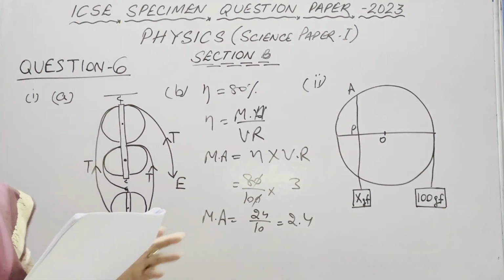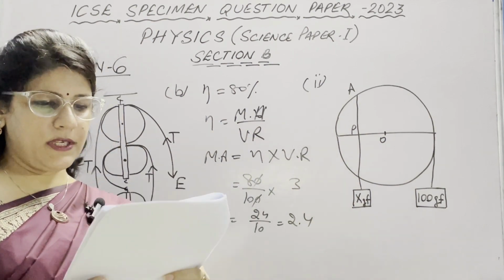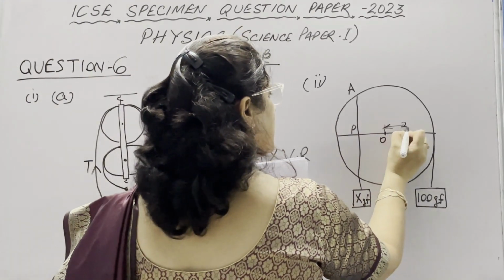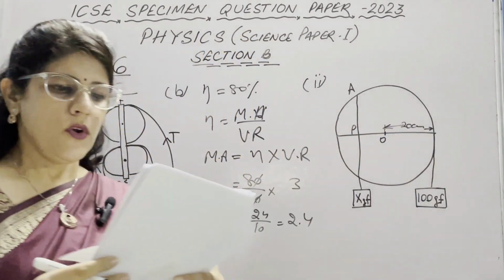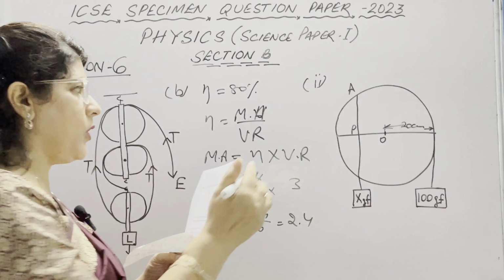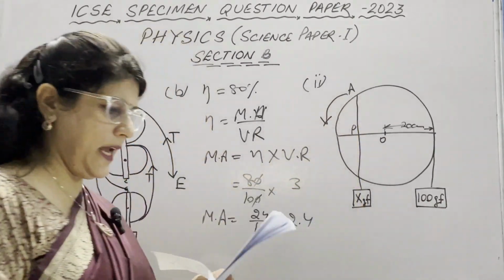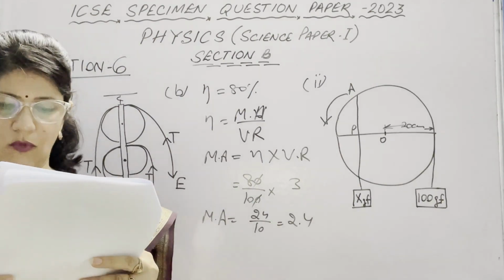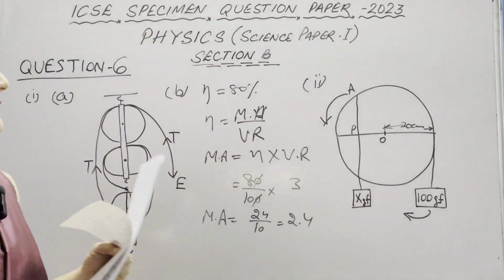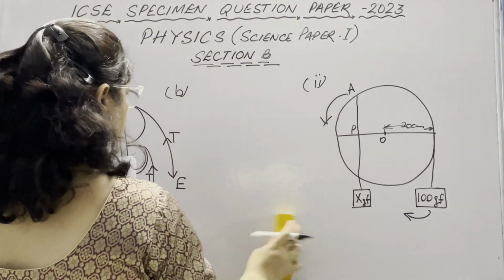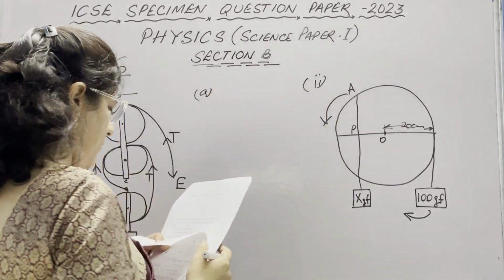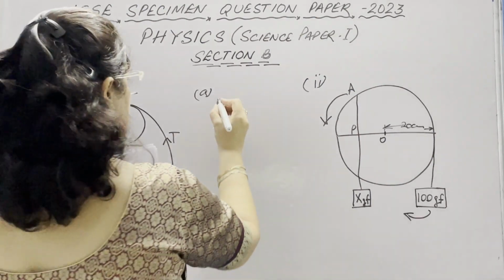Now for part 2, this diagram shows a wheel of diameter 40 centimeter. Diameter 40 centimeter, it means the radius is 20 centimeter. It is fixed on a wall, capable of rotating about its center O. If the wheel rotates in an anti-clockwise direction, the wheel is rotating like this in anti-clockwise direction, then calculate the clockwise moment. The clockwise moment should be on this side. So the clockwise moment is equal to, this is the A part of question number 2. Calculate the clockwise moment.